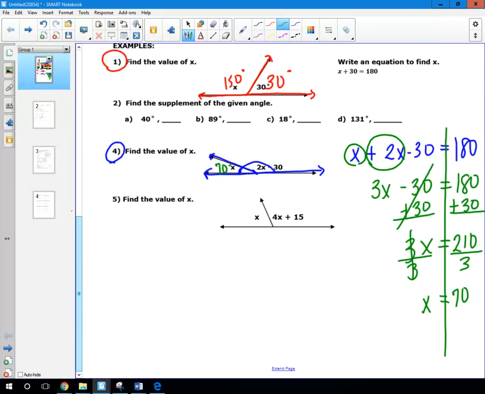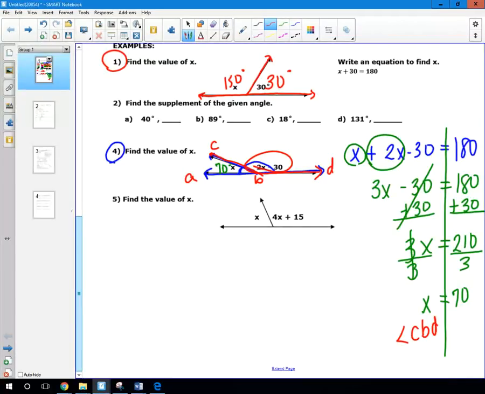Now, what if it went a step further and it asked you to find that other angle? What if it asked you to find what angle, let's say this is A, B, C, and D. What if it asked you to find angle C, B, D? So C, B, and D. Okay, that would be the 2x minus 30.